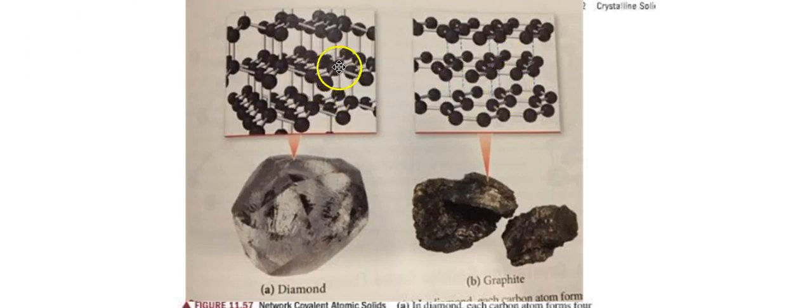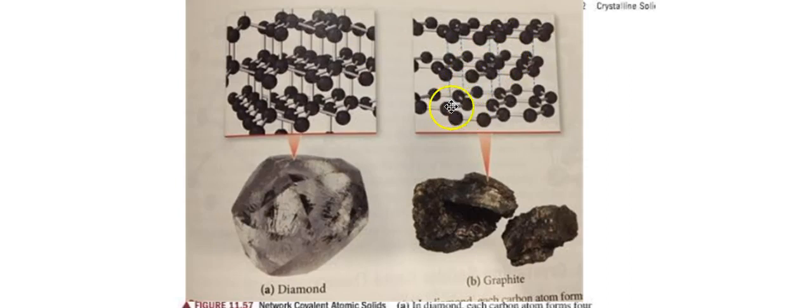In the diamond's case, each of the carbons is tetrahedrally connected to all the other carbons, making it incredibly strong, okay? As you know, diamonds are very, very strong. They're used for grinding things, all right? Well, the hardest substances on Earth. Over here is your graphite.